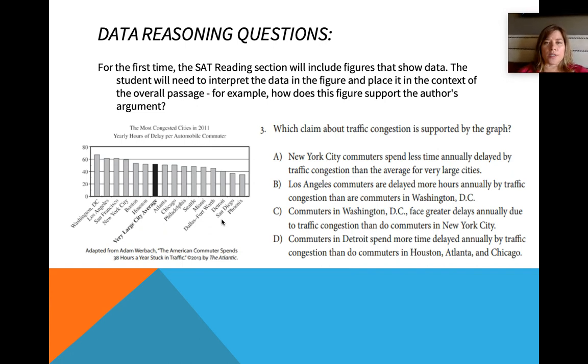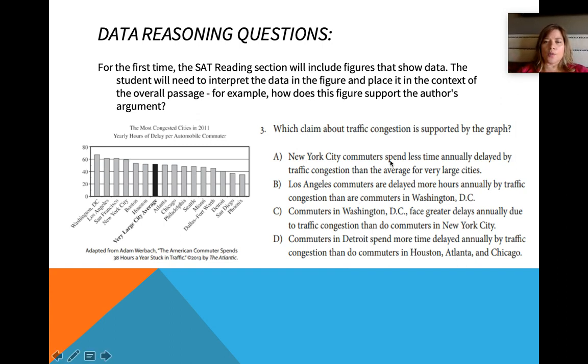Reminder for the data reasoning, remember that these are true false. So when you get to a chart like this one, the most congested cities in 2011, yearly hours of delay per automatic commuter, they have all these different cities here, and then they have the very large city average right smack dab in the middle. It says, which claim about traffic congestion is supported by the graph? So you have to read each choice and determine whether it is true or false. Only one will be true.